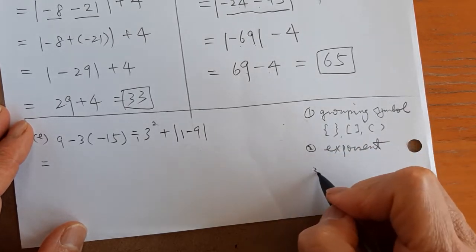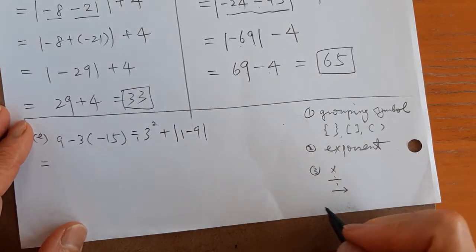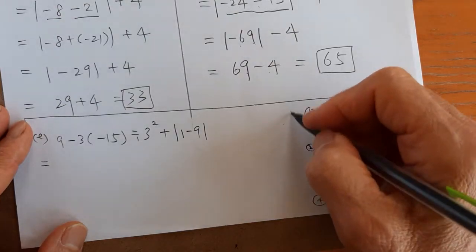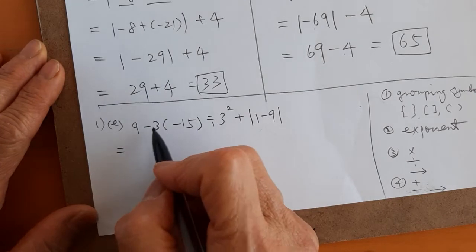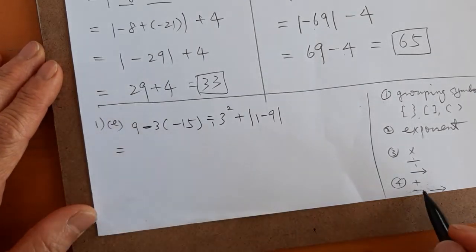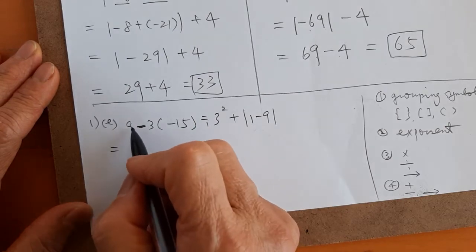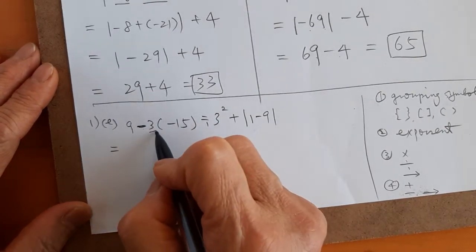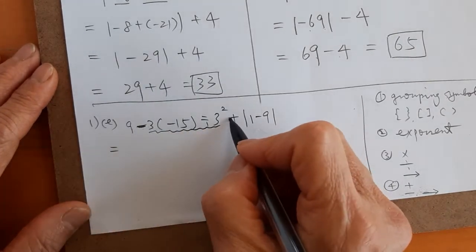Exponent first. The third one, you do multiplication, division from left to the right. The last one, do addition, subtraction from left to the right. And this is the order of operations. So here, the minus, you do last. Don't do 9 minus 3 and get 6. It's wrong, because you have to do multiplication, division before subtraction and addition.